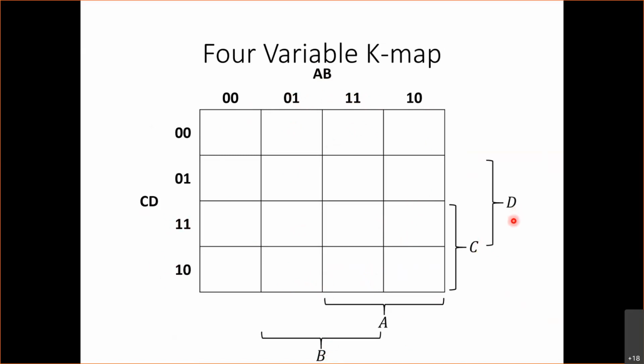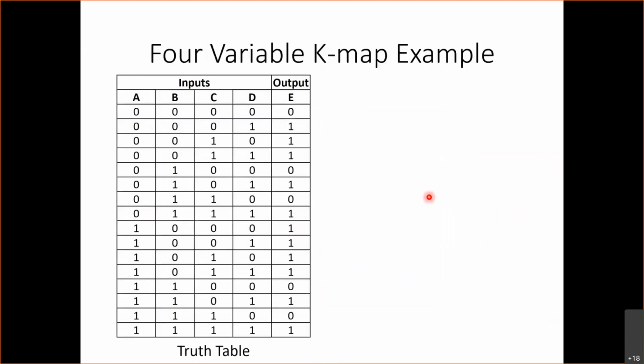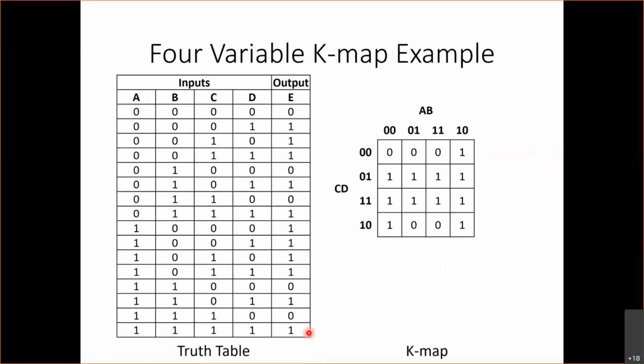Okay, let's look at an example of how we can use a 4 variable Karnaugh map to simplify a 4 input equation. So let's say we had this truth table over here. The first thing we want to do is extract the simplest equation that represents the specification in this truth table. So what we're going to do is take this truth table and lay it out on the Karnaugh map. So here we're going to have a 4 variable Karnaugh map. We have A and B up here, C and D down here.